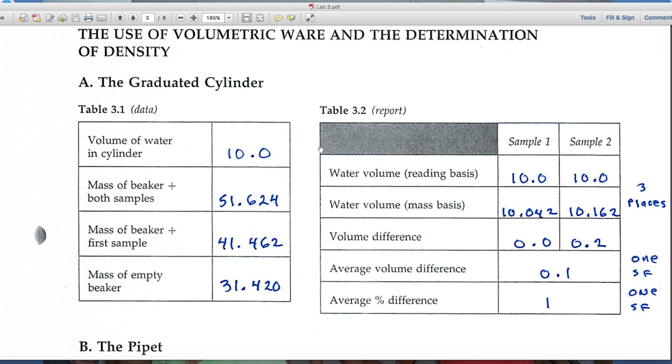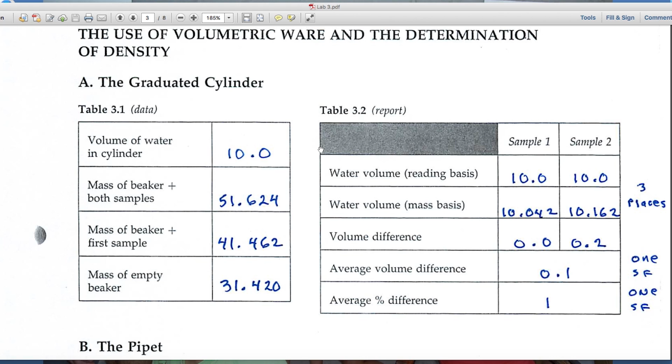In the report for Part A, you'll transfer some of this data. The water volume for samples 1 and 2 is 10.0 milliliters. The water volume on the mass basis, well, you use this data over on the left-hand side to subtract, following the rules for significant figures. Since you have 3 decimal places, the water volume on a mass basis will be recorded to the 1,000th also.